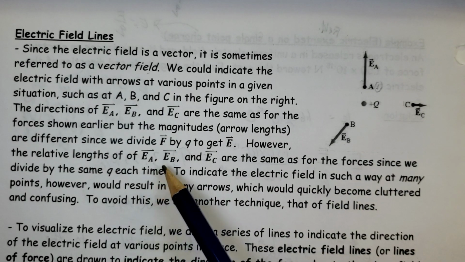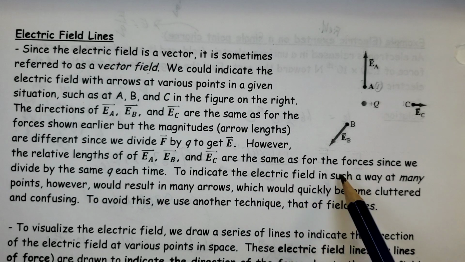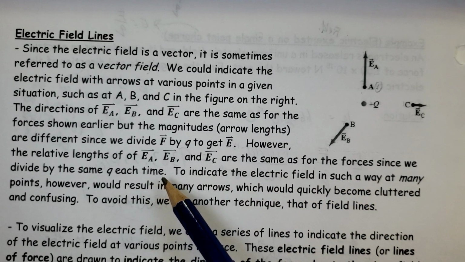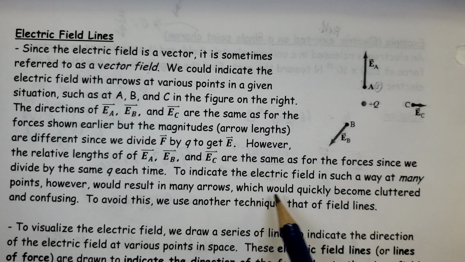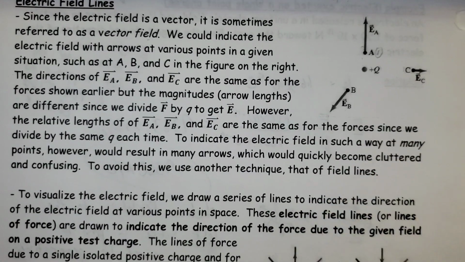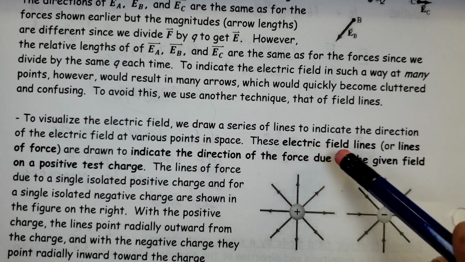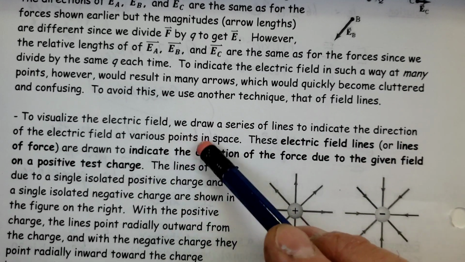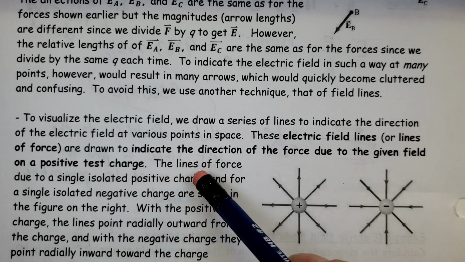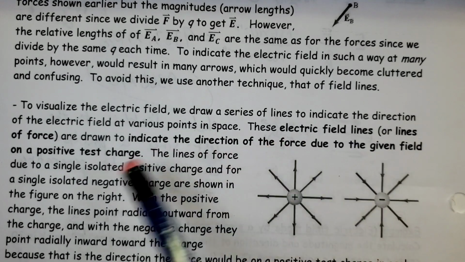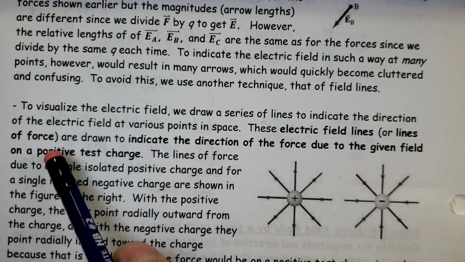However, the relative lengths of EA, EB, and EC are the same as for forces, since we divide by q each time. So we can see the further we get out, the less force we experience. To indicate the electric field in such a way at many points, however, would be way too many arrows, which could quickly become cluttered and confusing. To avoid this, we use another technique called field lines. To visualize the electric field, we draw a series of lines to indicate the direction of the electric field at various points in space. These electric field lines, or lines of force, are drawn to indicate, again, what would happen to a positive test charge.